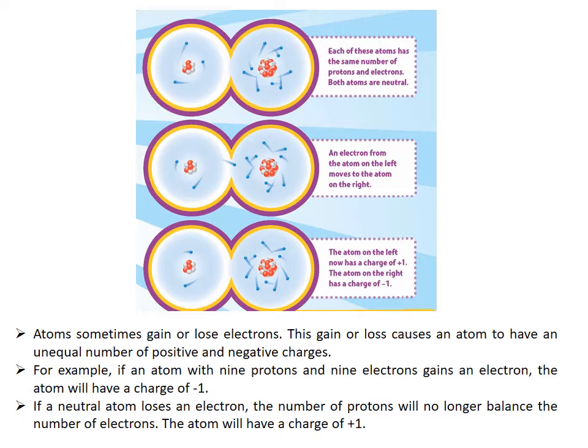This gain or loss causes an atom to have an unequal number of positive and negative charges. For example, if an atom with 9 protons and 9 electrons gains an electron, the atom will have a charge of -1. If a neutral atom loses an electron, the number of protons will no longer balance the number of electrons, so the atom will have a charge of +1.